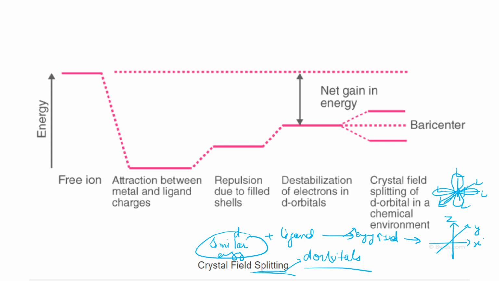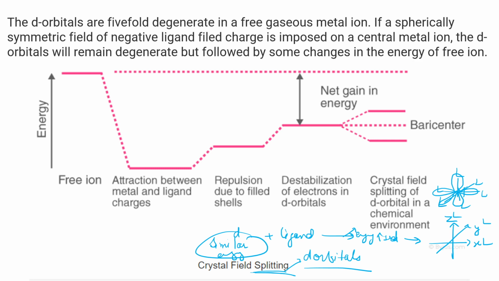So ligands generally come from these directions. Those orbitals which are present on these axes will be repelled more, while the orbitals present in between the axes will be repelled less. The d orbitals are fivefold degenerate. Degenerate means similar energy. So initially the five d orbitals are degenerate in the gaseous metal ion.